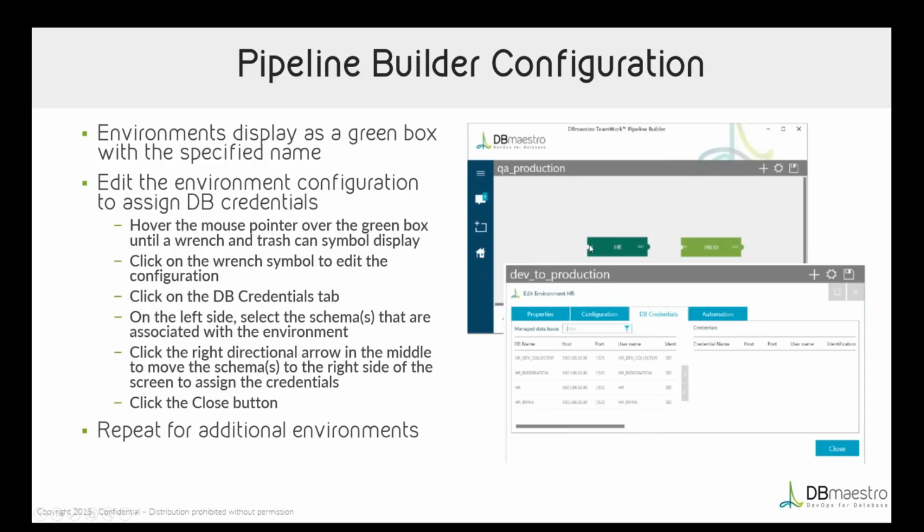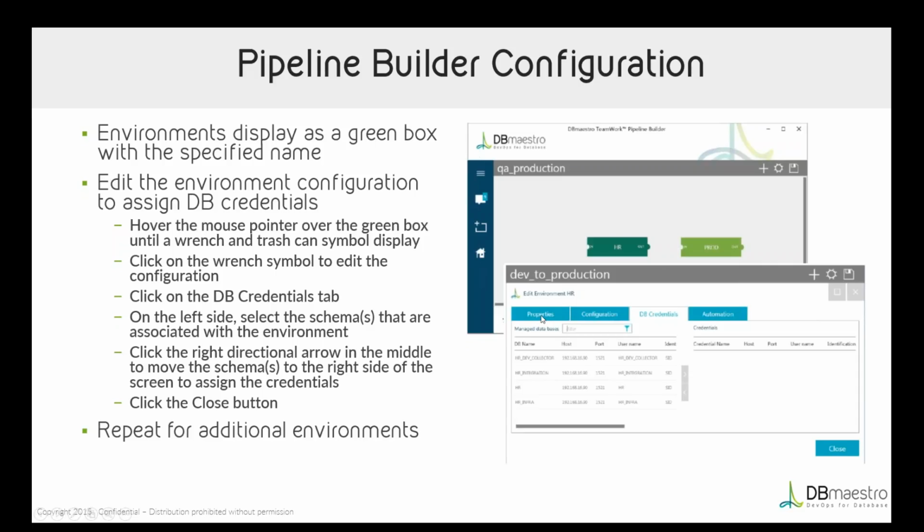Okay, so once we create it, we get the box. Based on what name we gave it, we get a box created for that environment. When you hover, you'll get a little wrench and a trash can. The trash can will delete it. The wrench allows you to edit the configuration. So you click on the wrench and it brings back up the configuration for that particular pipeline.